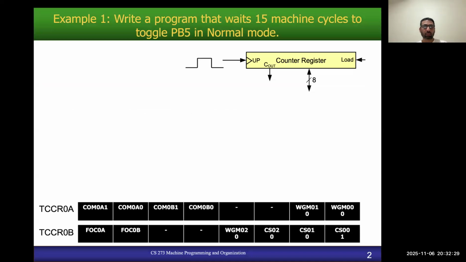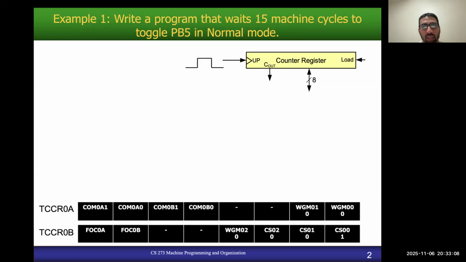So last time we stopped at the point where we were talking about an example to write a program that waits 15 machine cycles to toggle the output pin PB5 in normal mode. And by normal mode, remember we said that our timer can operate in four different modes: normal mode, CTC mode, PWM mode, and the stopwatch mode, right? So we are going to cover, as I mentioned last time, only normal mode and the CTC mode.